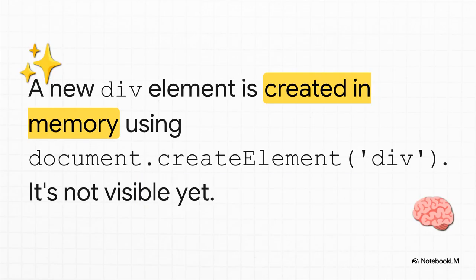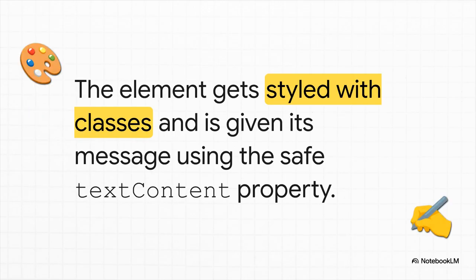So how do we start? Step 1, the birth. Just like we learned, the very first line of our function creates a brand new div. Right now, it's totally invisible, just an idea floating in the browser's memory, waiting for instructions. Next up, the makeover. We give it its style. We assign the base notification class, and we also add the success class to make it look, well, successful. Then, using our safe friend textContent, we pop in our message.